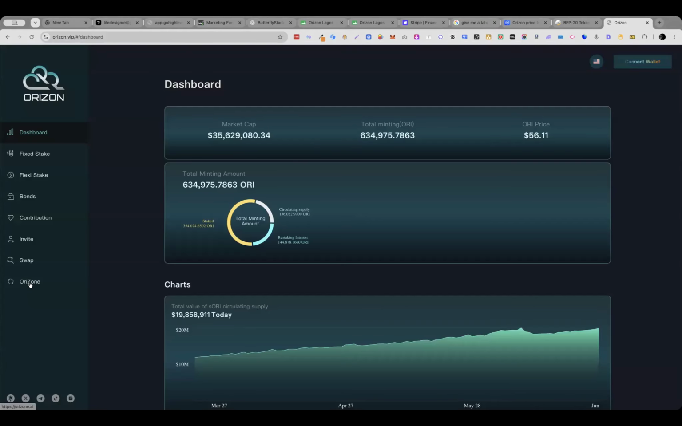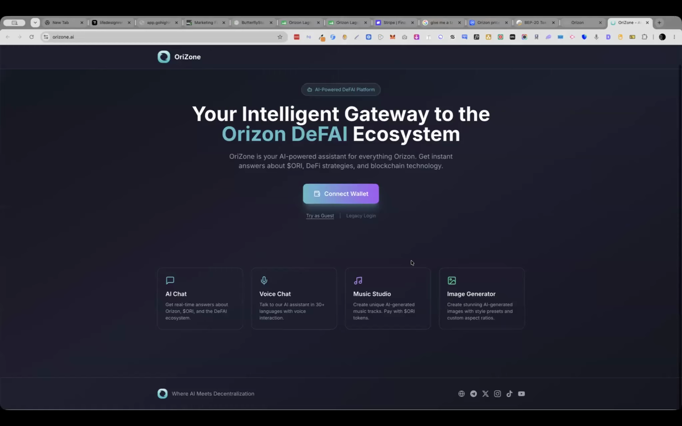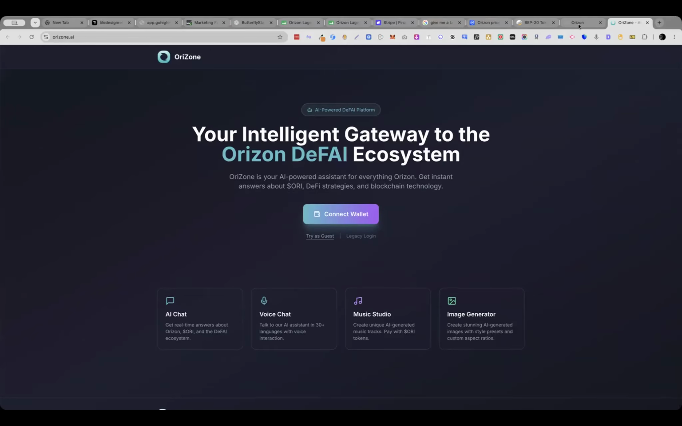And you can always come here. This is the AI software I talked about, Horizon. You can create an account, connect your wallet. Okay, once you create an account, connect your wallet, you will be able to see the AI studio. And from the AI studio, you can begin to generate music. Okay. Going back to the DApp.